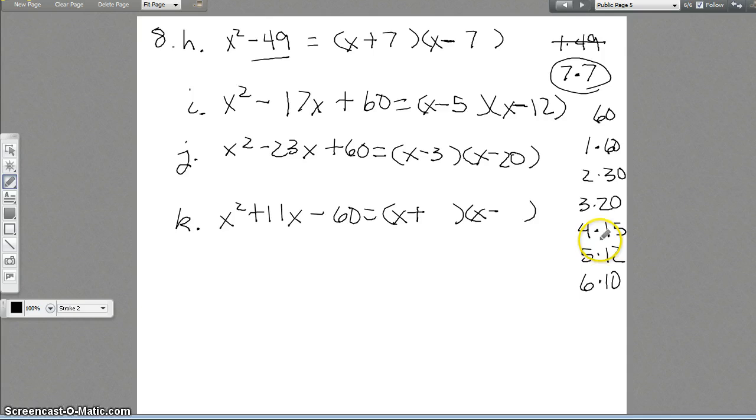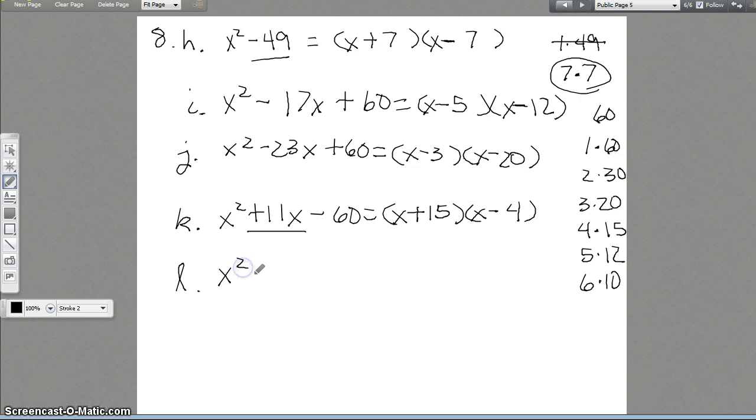Now, which one is positive and which one is negative? Well, since our middle term is positive, it means that our bigger number has to be positive. 15 is the bigger number in the pair, so we're going to say x plus 15, x minus 4. And now we check and multiply these two numbers to see if we get negative 60. Positive 15 times negative 4 is negative 60. Positive 15 plus a negative 4 gives us a positive 11. So that works. Now we'll do part L, which is the last one we're going to do from number 8.